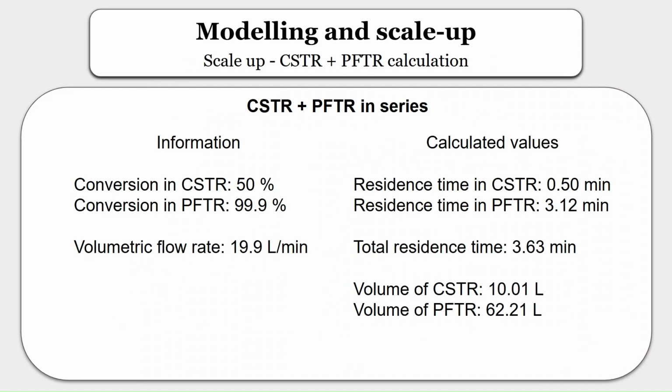Now for the CSTR plus PFTR in series, we decided on a conversion in the CSTR of 50% and a conversion in the PFTR of 99.9%. We have the same volumetric flow rate as before, and then we're able to calculate the residence times and the volumes. The residence time in the CSTR is 0.5 minutes, and in the PFTR is 3.12 minutes. This gives a total residence time of 3.63 minutes. The volume of the CSTR is 10.01 liters, and the volume of the PFTR is 62.21 liters.